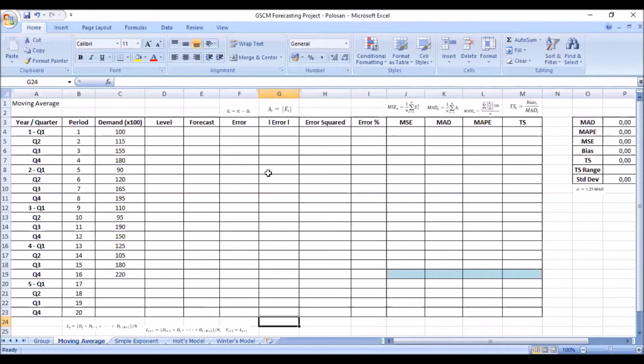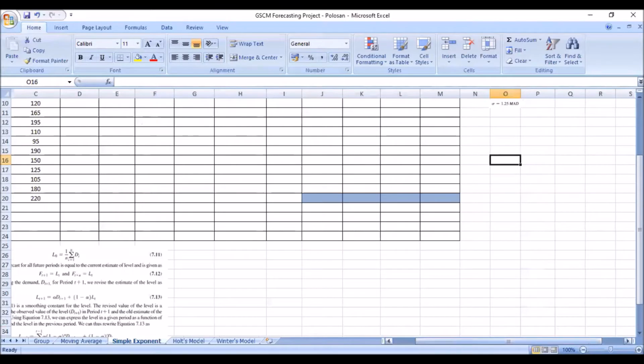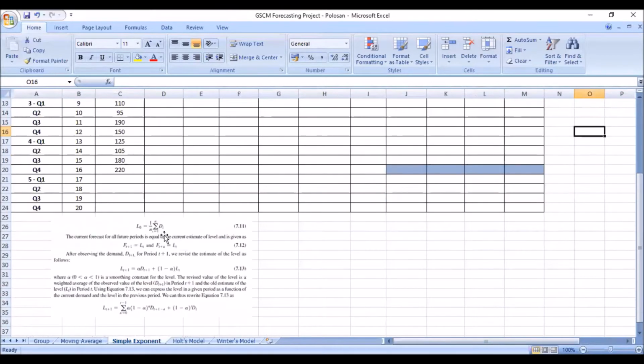And before we move to the simple exponential, I'm gonna explain why we haven't explained the error: we're gonna explain the error later on after we've explained the Winter model.